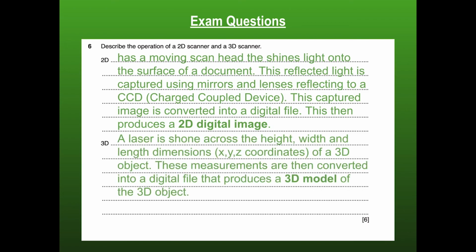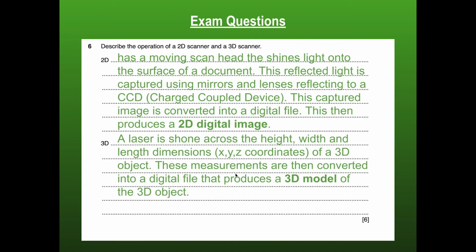So what about a 3D scanner then? Well, that has the same principles with the light. So we're going to mention that there is a laser, and that is shone across the height, width, and length dimensions. You must mention these dimensions, and you can call it XYZ, or you can call it height, width, and length, but you must mention those coordinates and that they are scanning a 3D object. So the light is shone on the XYZ coordinates of a 3D object.